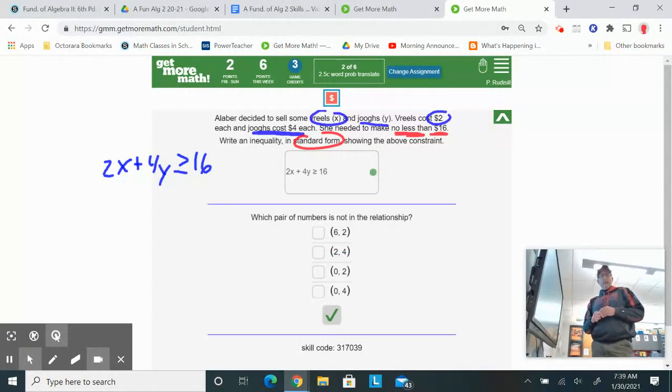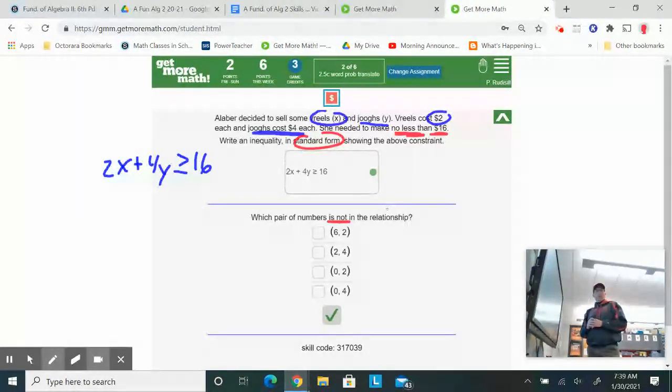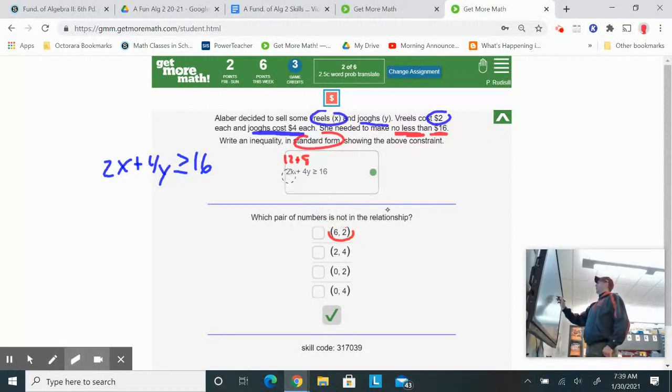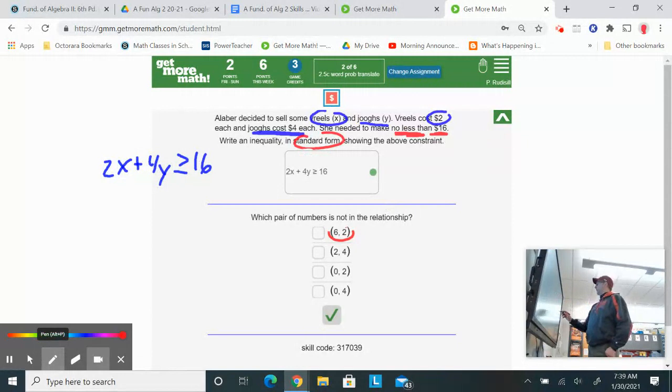It worked. Now in the next statement, it has a bunch of ordered pairs. Which pair of numbers is not in this relationship? So we're looking for ones that don't work. So again, substituted x's and y's. So if I put in 6 for x, that would be 12. If I put in a 2 for y, that would be 8. Add them together, you get 20. 20 is greater than 16. So that would work. I'm looking for one that doesn't work. So let's go to the next one.